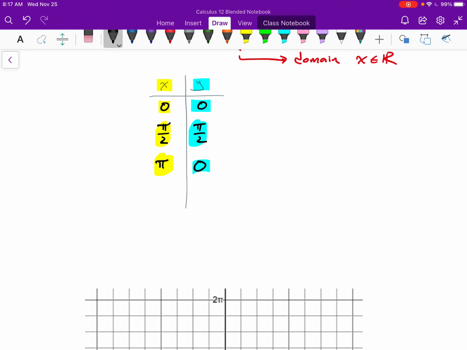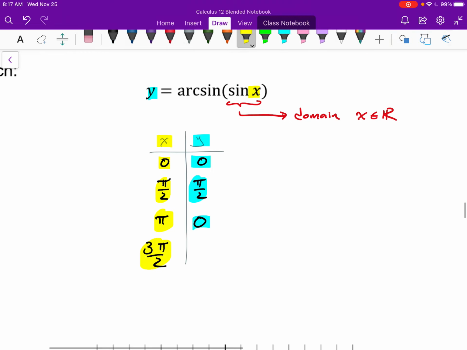So for example, if I put in 3 pi over 2 for x, the first thing I want to do is find the sine of 3 pi over 2. The sine of 3 pi over 2 is negative 1. Then I have to find the arc sine of negative 1. The arc sine of negative 1 is going to be negative pi over 2. And if I put in 2 pi, first I find the sine of 2 pi, which is 0. But then I find the arc sine of 0. And the arc sine of 0 is 0 again.